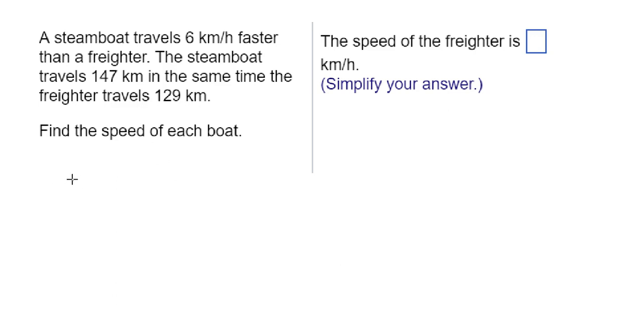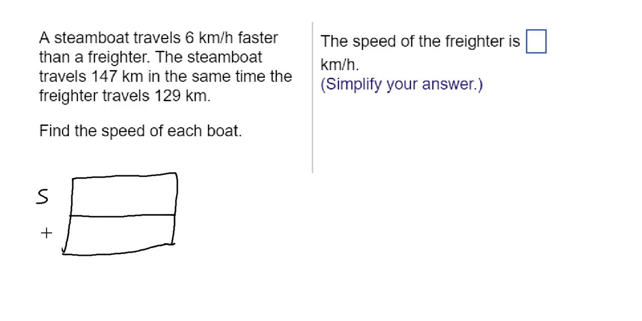All right, so this one, again, we're going to set up a table because there are two things involved here. We have the steamboat, which I'm going to call S, and the freighter, which I'll call F.